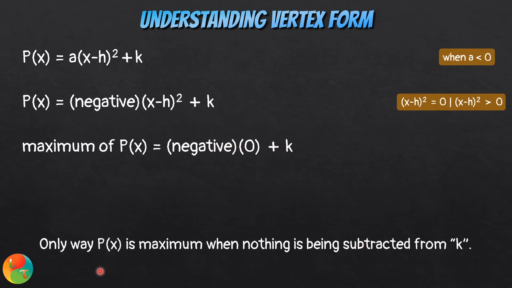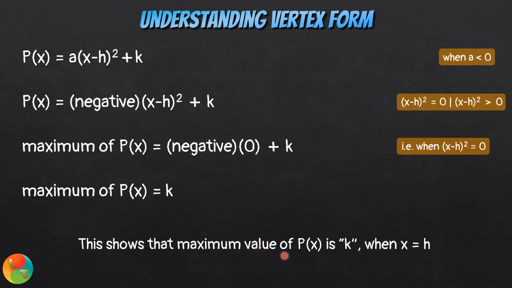The reason is, the only way p of x is maximum is when nothing is being subtracted from k, that is when x minus h whole square is equal to 0, because this number is a negative number. If this was something positive, then the product would be negative, and adding a negative number to k means that we are subtracting something from k. So the only way p of x is maximum is when nothing is being subtracted from k, and that is when x minus h whole square is equal to 0. So we can say that the maximum value of p of x is k when x is equal to h.